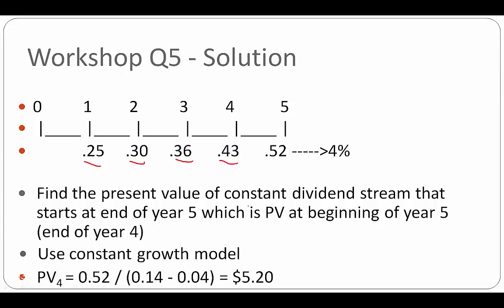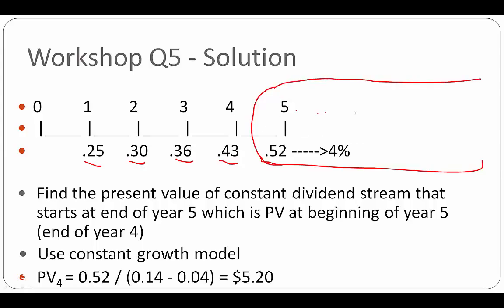Okay, so now let's put all that on a timeline. We've got the dividends here. These are the ones that had the 20% growth. And then after that we've got 4% growth. So we've got first dividend, 52 cents. All the following ones are going to be 4% greater than the previous one. So we're going to be calculating cash flows of a perpetuity with growth from year 5 onwards.